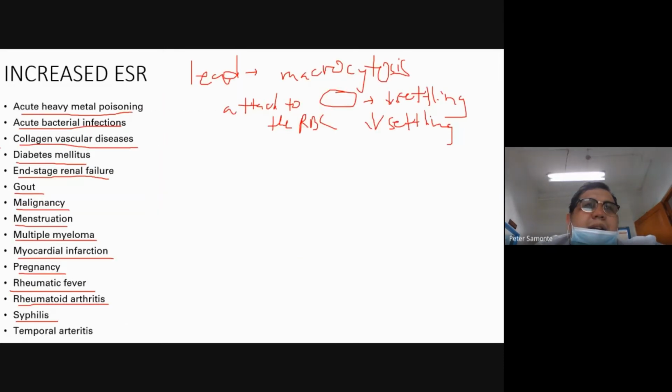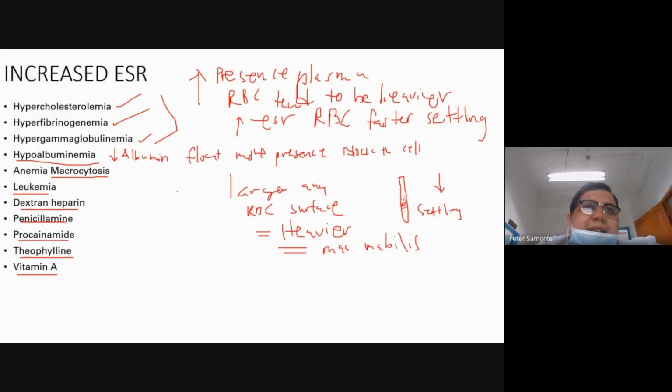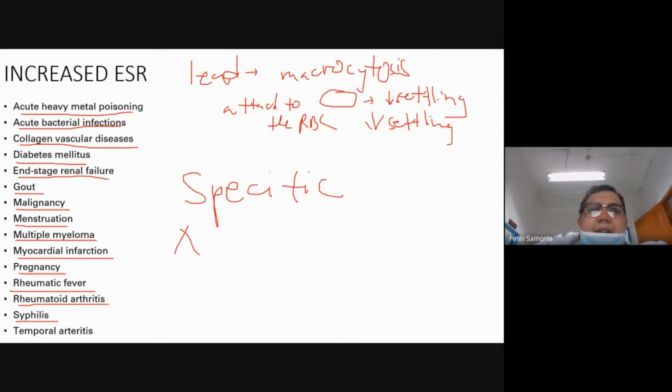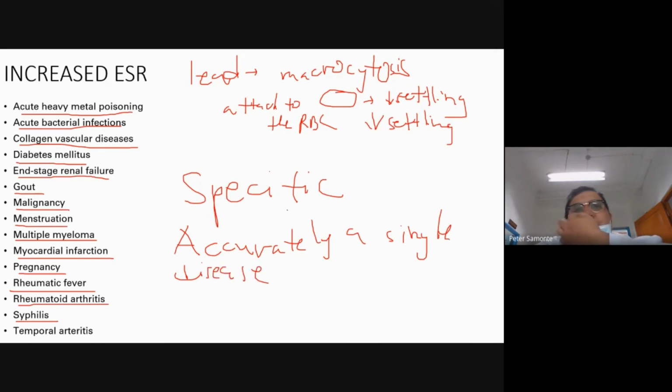So you may be wondering, bakit hindi na ginagamit nowadays ang ESR kung ganyan kadami yung diseases na pwede niyang ma-detect? The problem kasi with ESR, it is not specific. Hindi siya specific. It cannot accurately detect a single disease. Kaya nowadays, ang pumalit sa ESR is what we call the test CRP, also known as C-reactive protein.